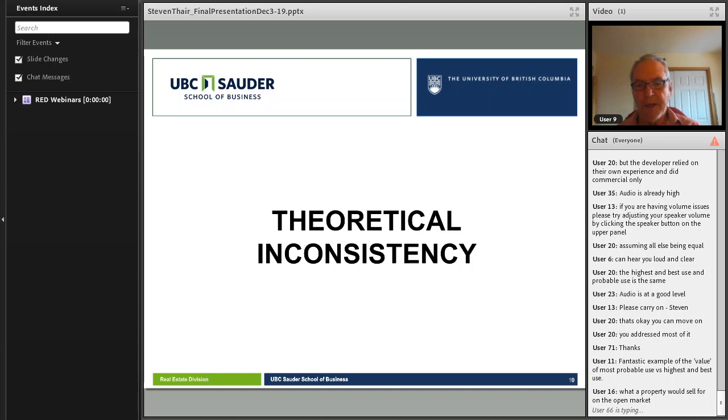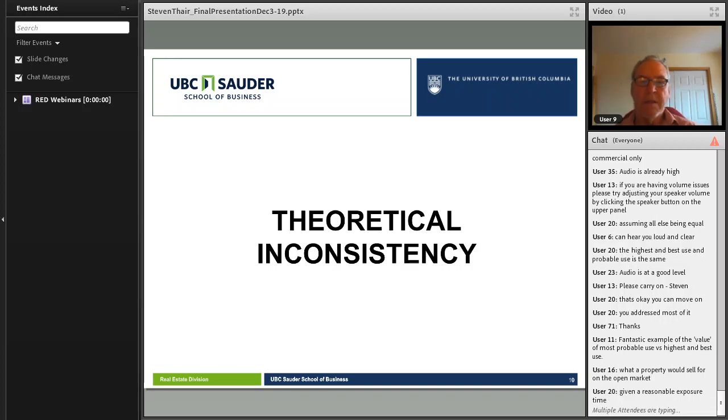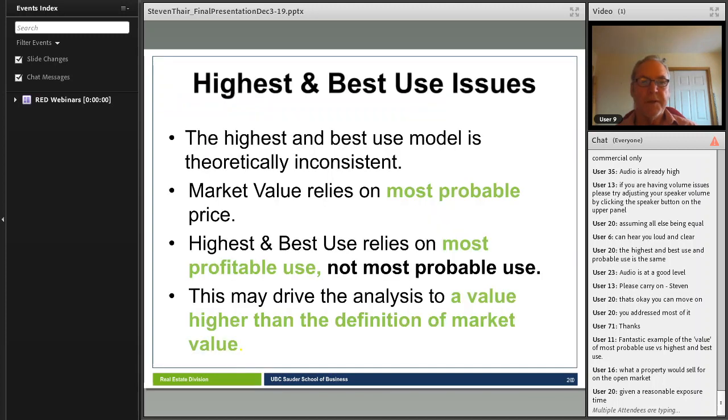What a property would sell for on the open market, says Allison. Yes, I agree with that. Given a reasonable exposure time. Well, I didn't mean to put you on the spot. Maybe I jumped ahead in my thinking here.